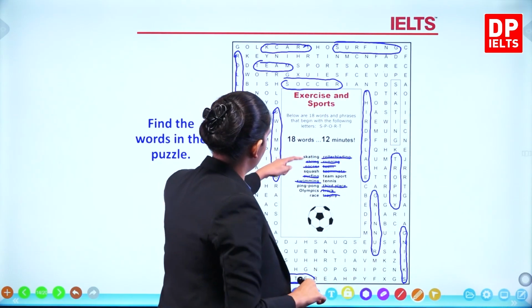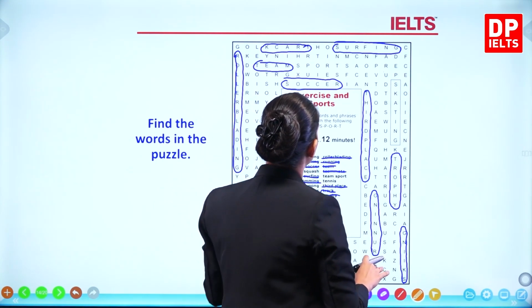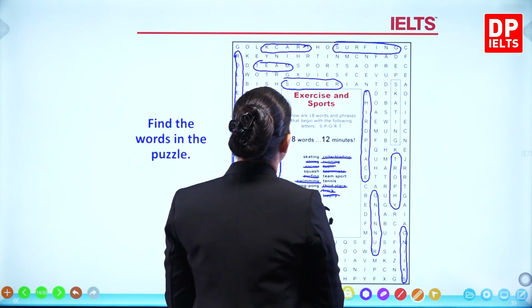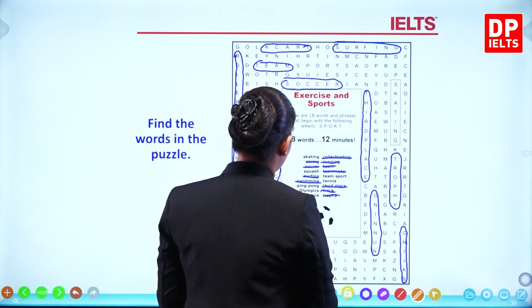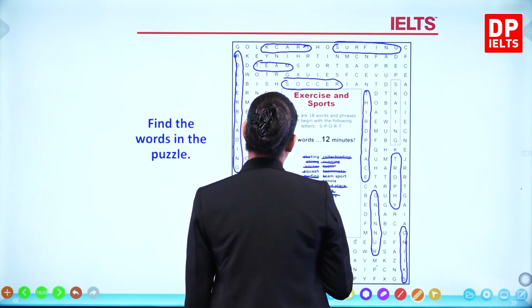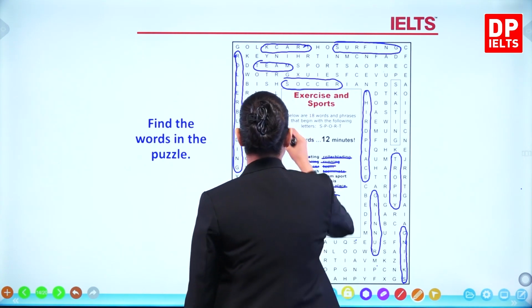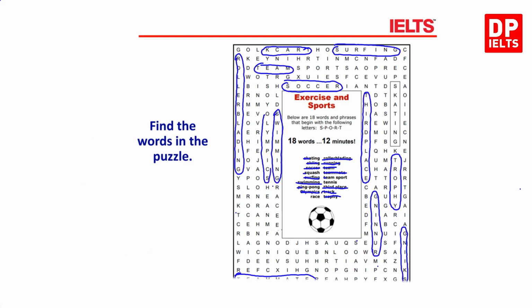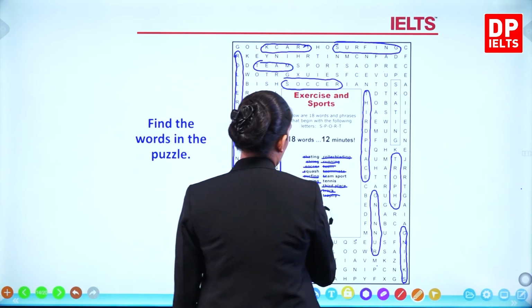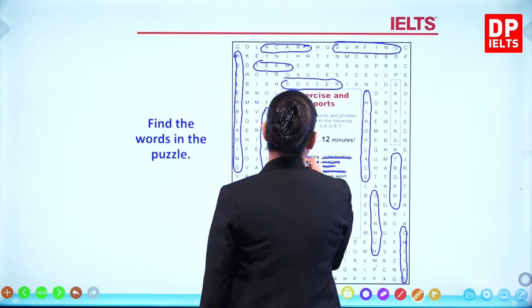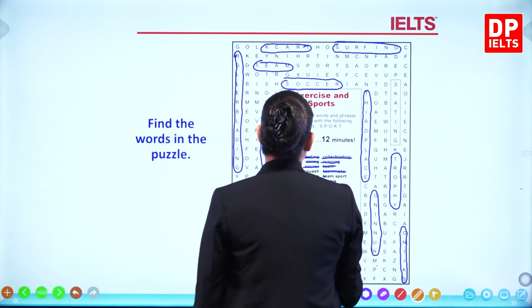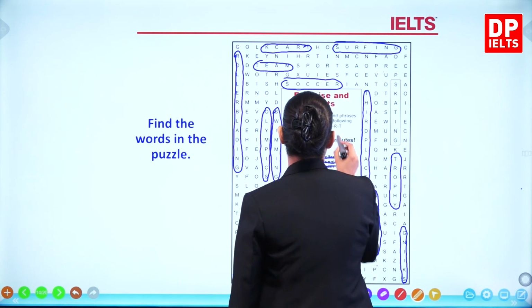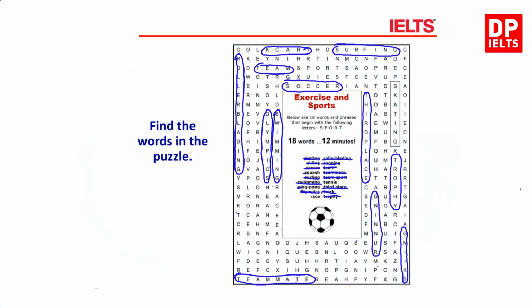Now we've got only 1, 2, 3, 4, 5, 6, 7. So we've just got a few more words, and let us find those ones as well. So we're going to have a look at the next bit, Olympics. Now, skating is already done here, so we're going to cut skating out. And then team sport. We already have team here, so we're just going to extend it and put down team sport. Team sport is also gone.